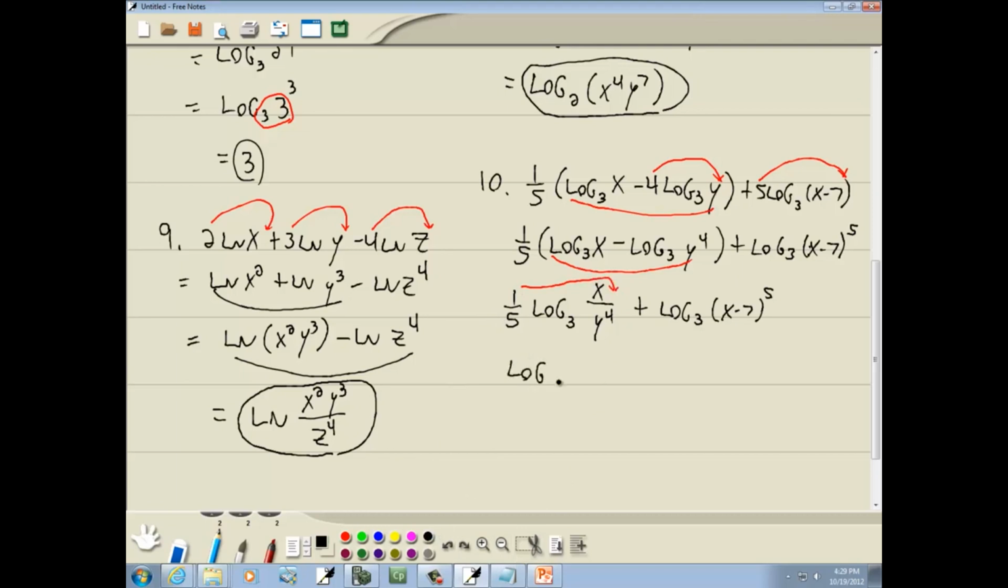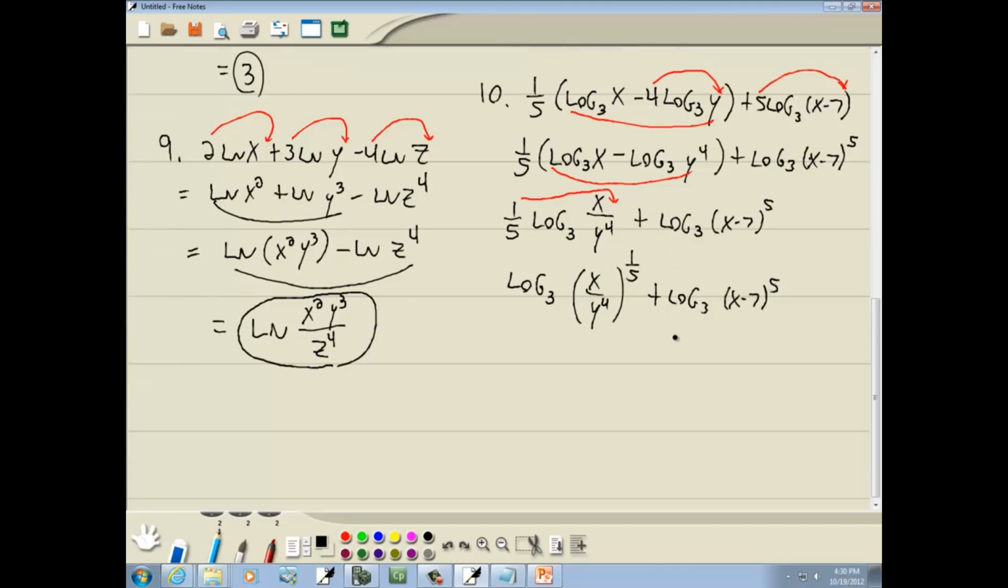So this is going to become log base 3 of x over y to the 4th, to the 1/5 power, plus log of x minus 7 to the fifth. That's 1/5 power. Sorry, did I say fifth power? Okay, well 1/5 is the fifth root, so I can rewrite that in radical form. Most books will probably do that. Fifth root of x over y to the fourth, plus log of x minus 7 to the fifth power.